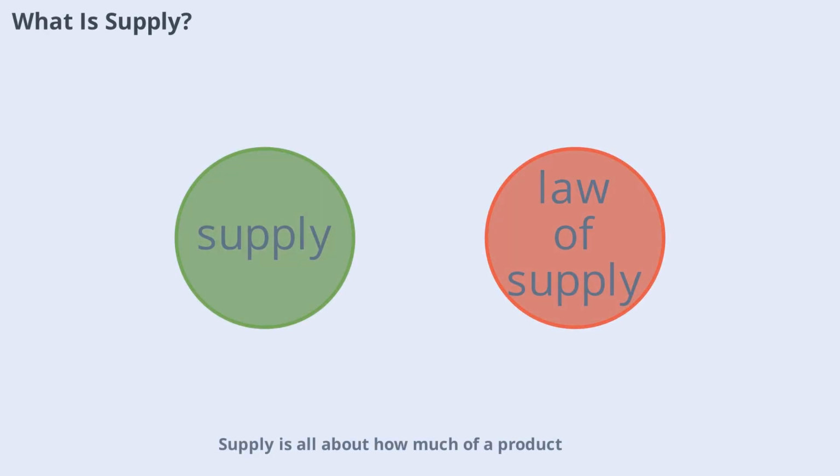Supply is all about how much of a product sellers are willing and able to offer at different prices. For example, if ice cream prices go up, producers are more eager to make and sell more. If prices fall, they might cut back. This is known as the law of supply. Sellers respond to higher prices by increasing supply and to lower prices by reducing it. Understanding supply helps us see the other side of the market equation.